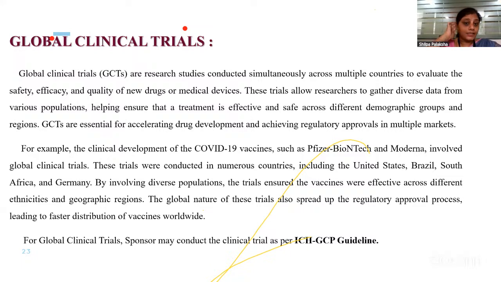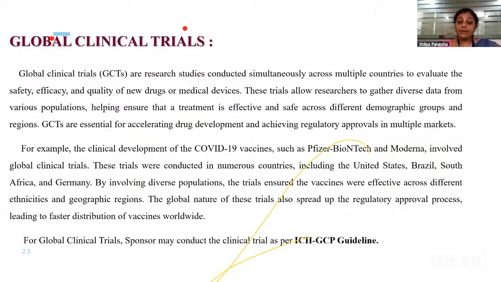Global clinical trials are research studies conducted simultaneously across multiple countries to evaluate the safety, efficacy, and quality of new drugs and medical devices. These trials allow researchers to gather diverse data, because the population, race, geographical conditions, patient population, and genetics are different. So many factors may influence the dynamic and kinetic properties of a drug, which when studied at once in different parts of the world give concise information about these parameters. This helps ensure the treatment is more effective and safe across different demographic and geographical regions.